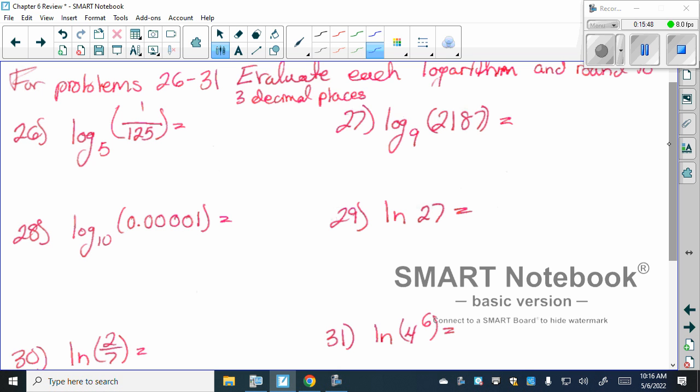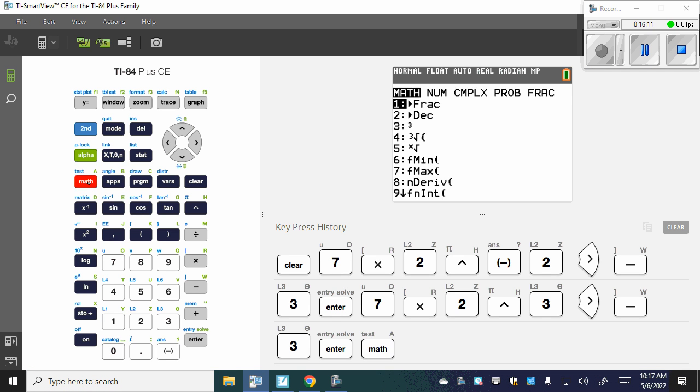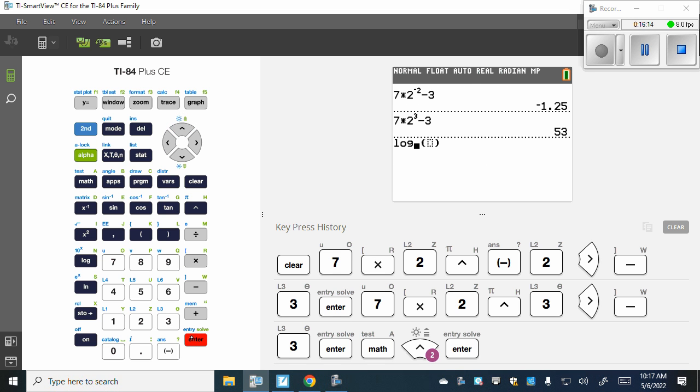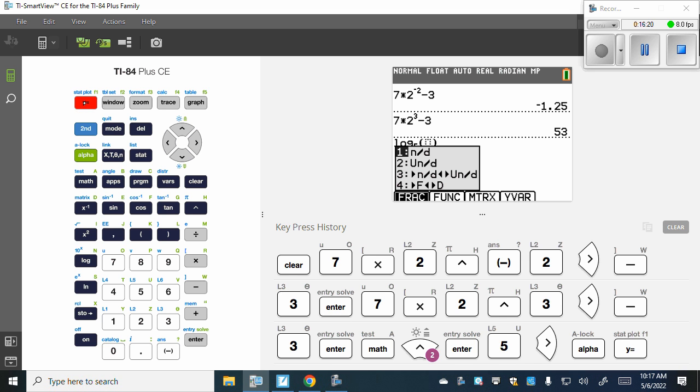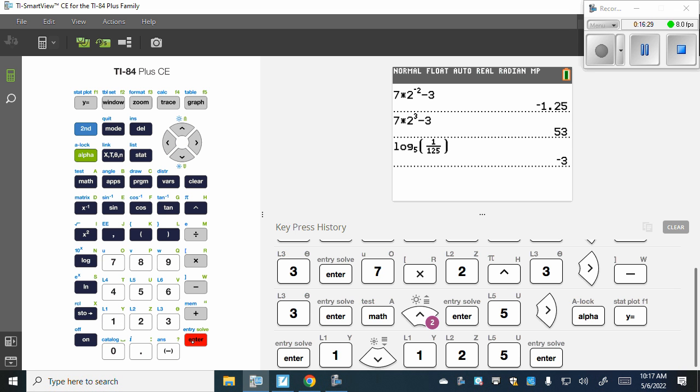Questions on these here? Yeah. So we can look at 26. So here, for log base 5 of 1 over 125, we can go over to math, log base 5 of alpha y equals, enter 1 over 125 and hit enter. It gives -3.